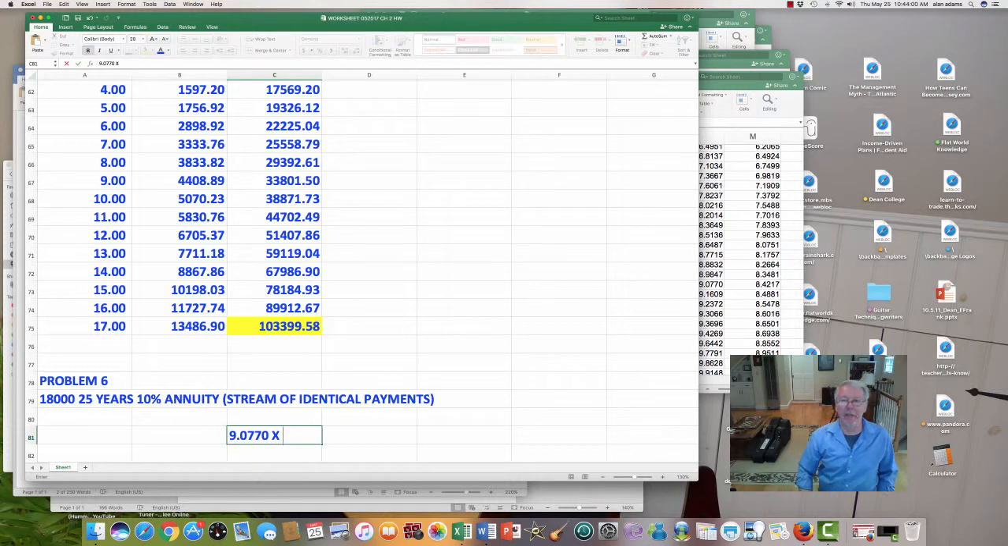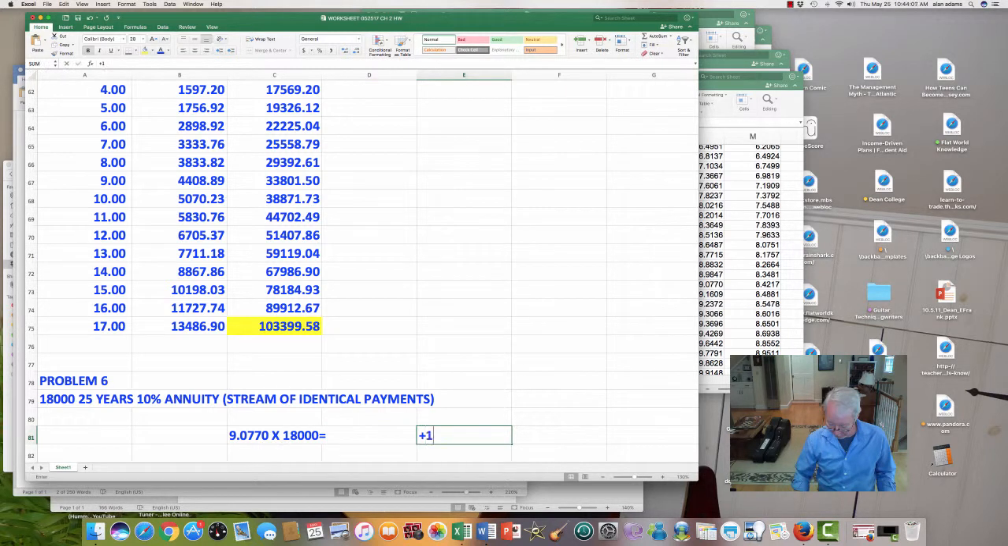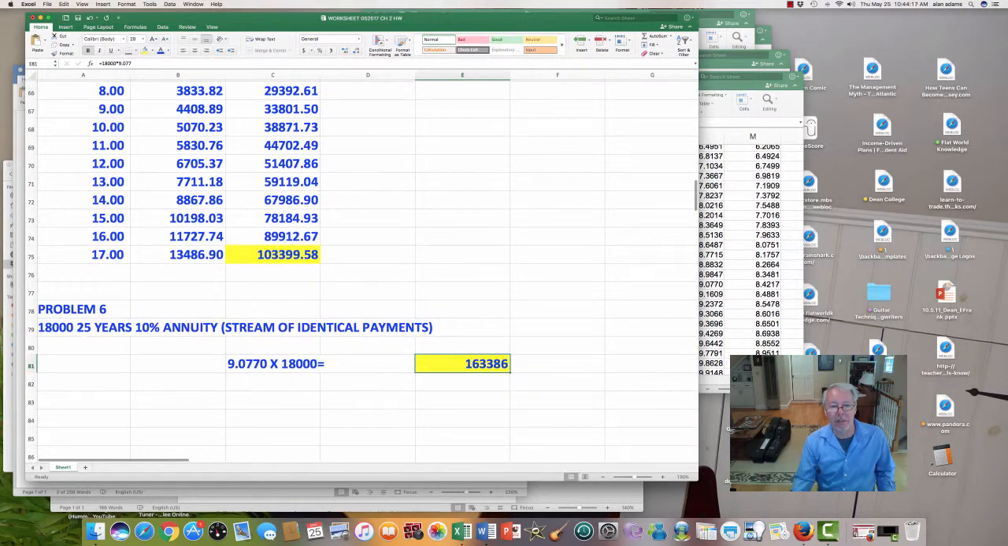I'm going to multiply that factor by one payment of $18,000. Okay, let's see what we get. 9.0770 looks like 163,386. That is how much his stream of payments is worth in today's money, 163,386. So what's Bill going to do?